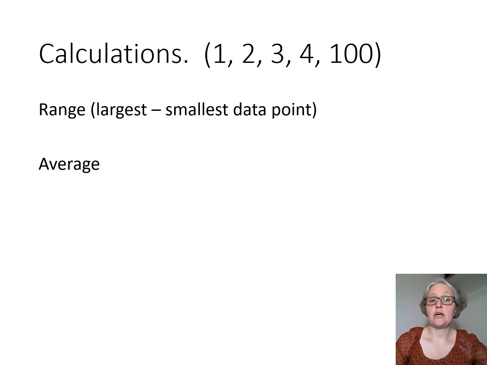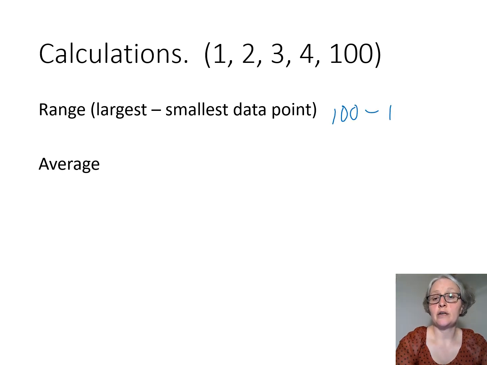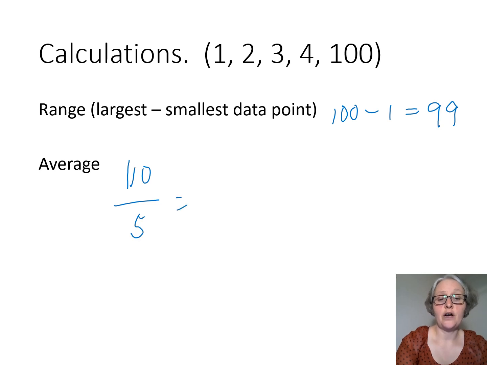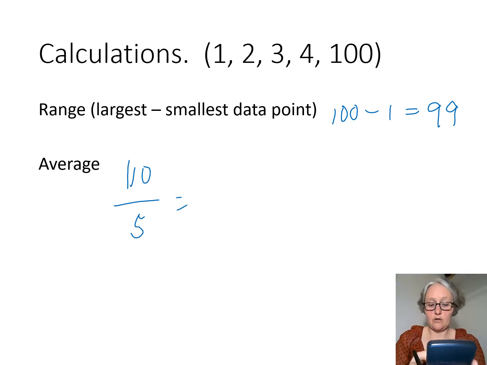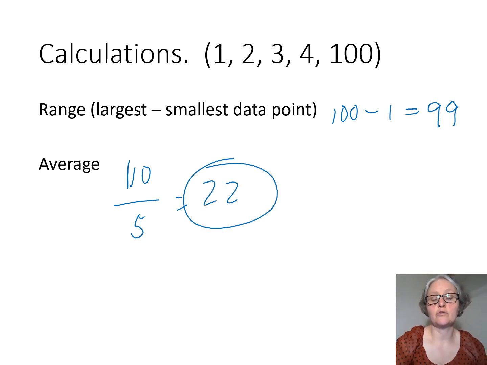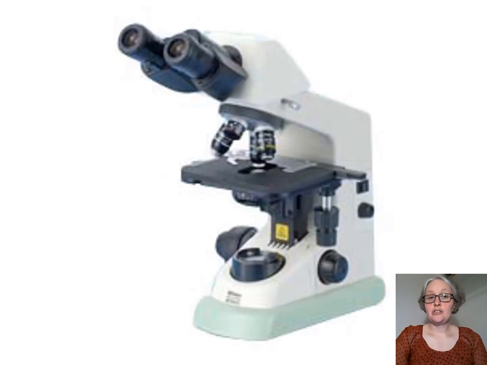Calculations. You should be able to identify the range and the average of any group of numbers. So for the range, you take the largest number, in this case 100, minus the smallest number, 101, which would give you a range of 99. To get the average, you add all of the numbers up. So 100 plus 10 is 110 divided by 5. So pull out my calculator here. 110 divided by 5 equals 22. The average of this group of numbers is 22. Another word that we use sometimes to describe the average is to say the mean. That just means average.